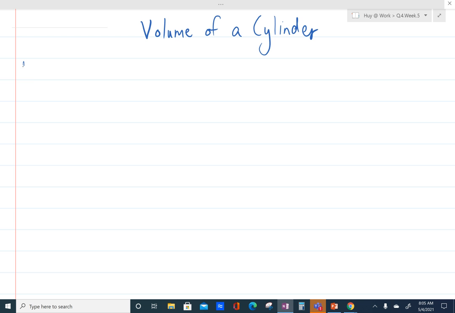So we're going to start by making sure that we're all on the same page on what we mean by volume. Volume is the amount of space that a three-dimensional or 3D object takes up.